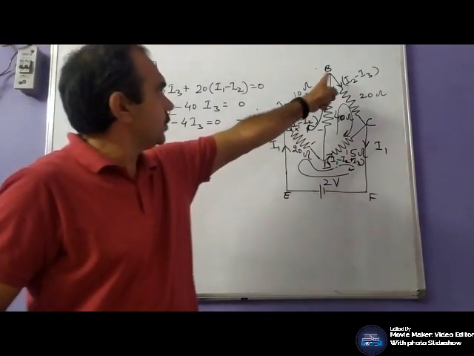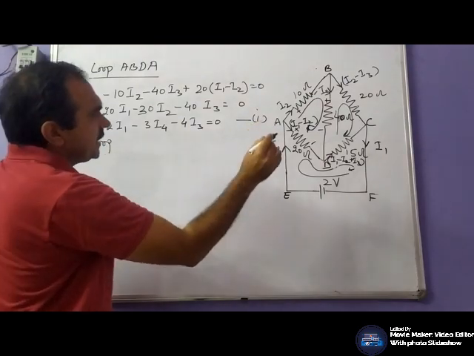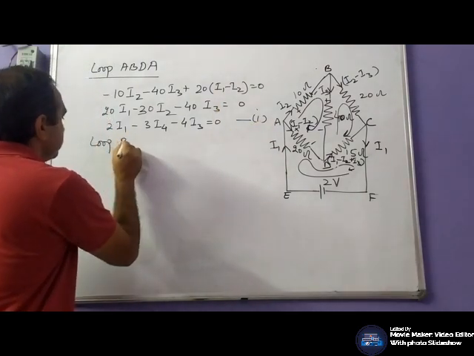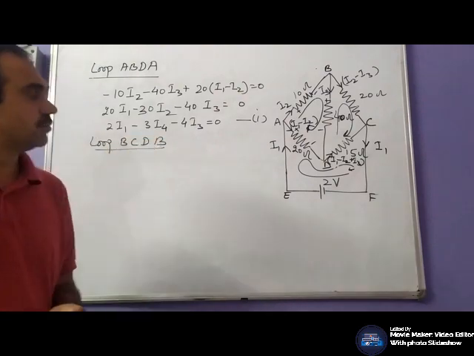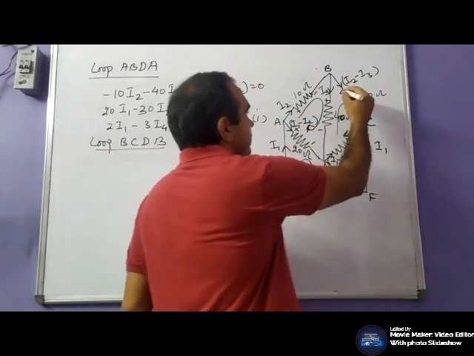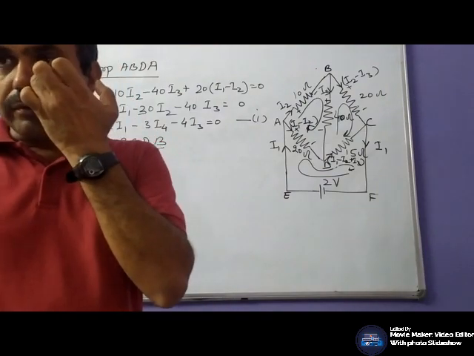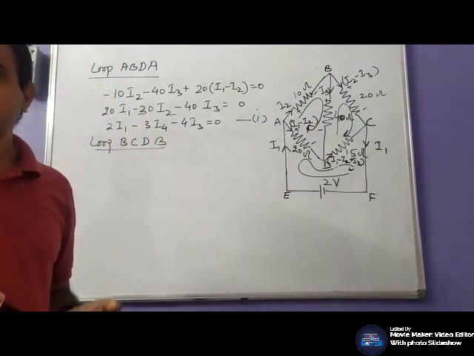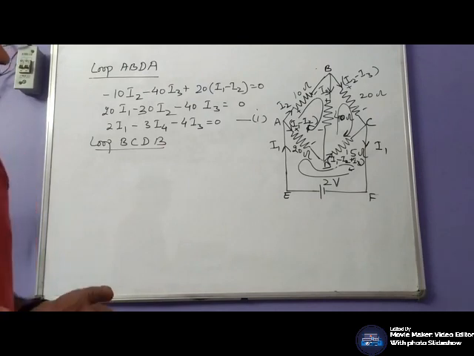Now come to loop BCDB. BCDB. Now, what is the higher potential end? This will be the higher, lower potential end. What is the problem? Sir, there 3I2 will not come, it is minus 3I2.